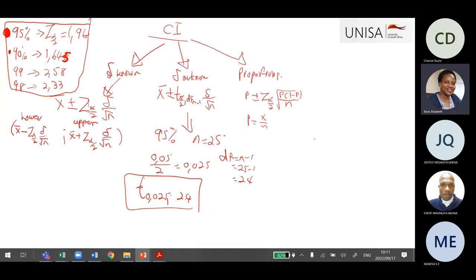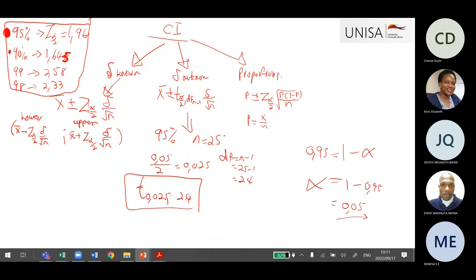Also remember that a 95% confidence interval means 0.95 is equal to 1 minus alpha. What is important is to find your alpha value, which is 1 minus 0.95, which is the same as 0.05. Hence, I used 0.05 there. So you just need to remember how to find your alpha value from the given confidence interval. So let's look at an example, at least one of them.